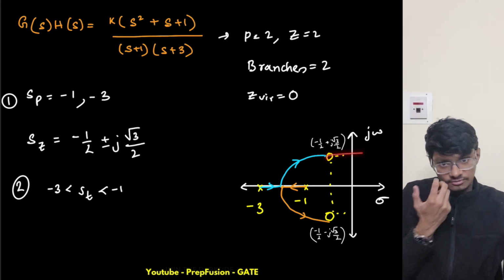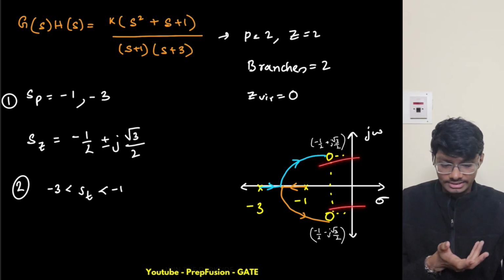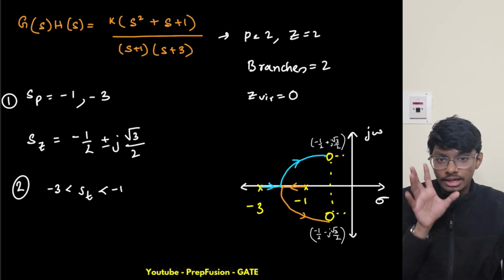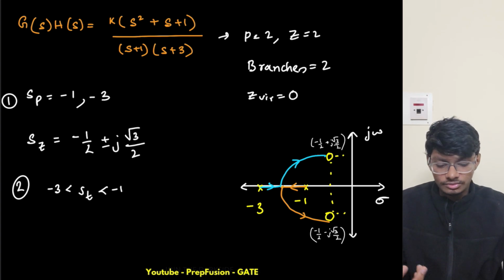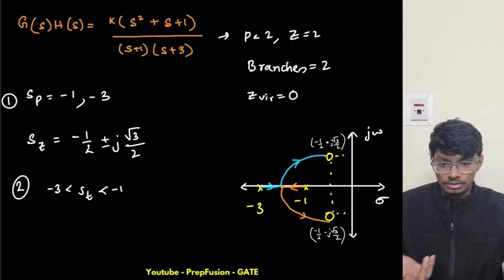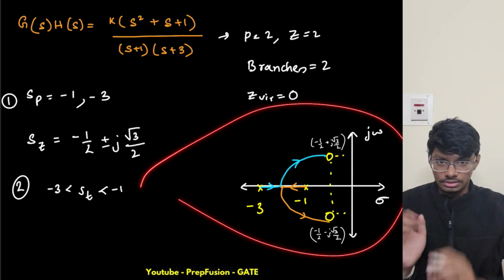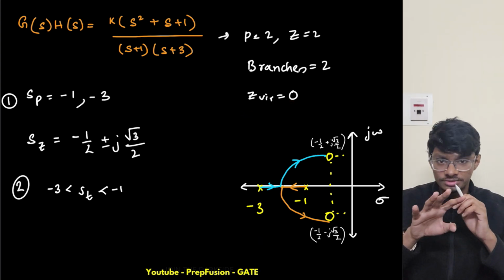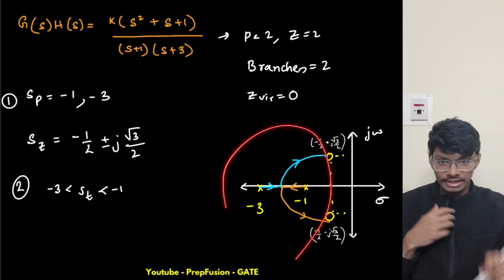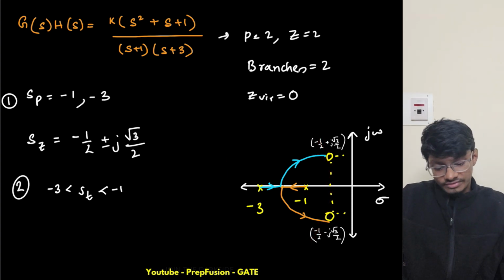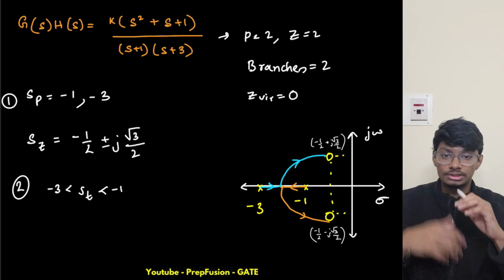From here I can say it will never cut my j omega axis. Here I can say the breakaway point will be somewhere between -3 and -1, and all these are good, right? So now your question is done. If they have already given 4 options and you have to find the root locus, you can directly find it from here. But if similar root locus are present in the options, you have to go further.